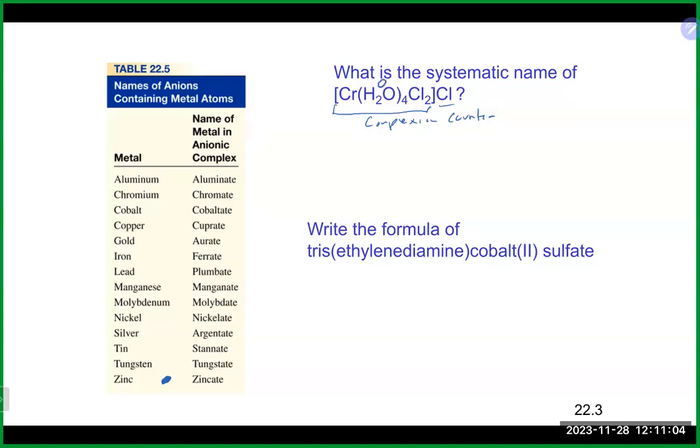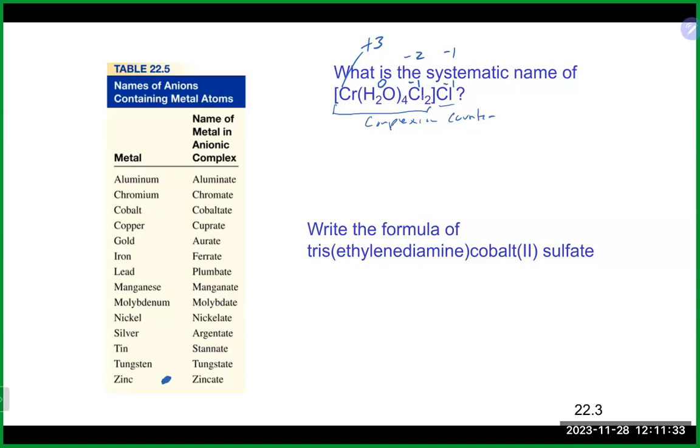Water is 0, I hope still. That is -1 for the Cls. There's 2 of them, gives me -2. I also got a counter ion on the outside that's -1. That means that the chromium here is carrying a +3 charge or oxidation state. Coordination number of this guy is? It is 6 in this case, yeah.